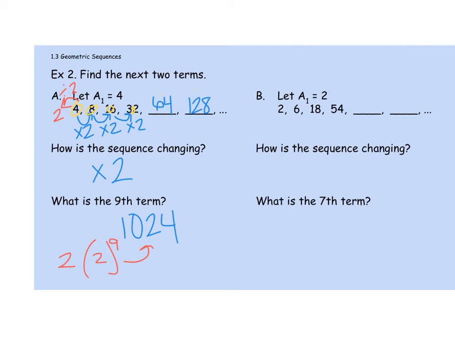Let's try this next one here. So remember, if you're like, oh man, how do I do that? How do I figure out what it's multiplying by? Let's just do 6 divided by 2. So I'm doing 6 divided by 2.